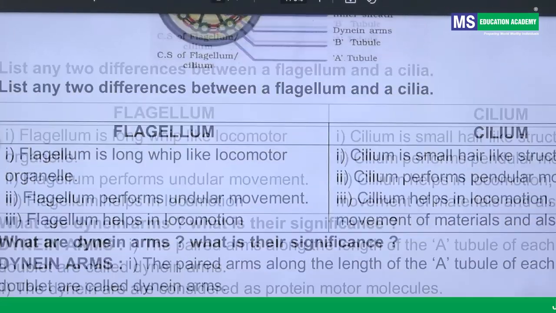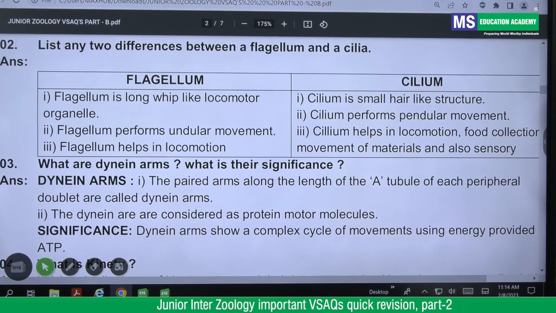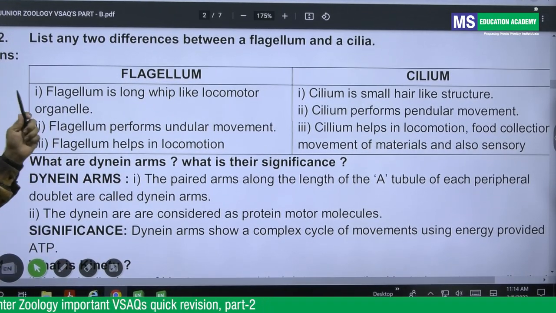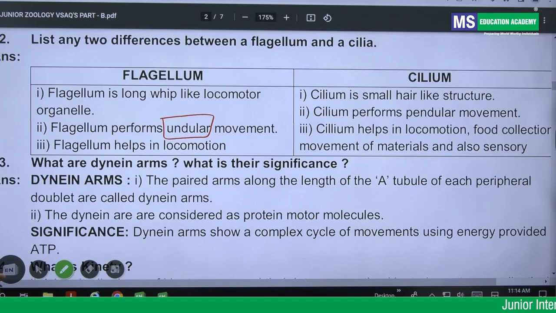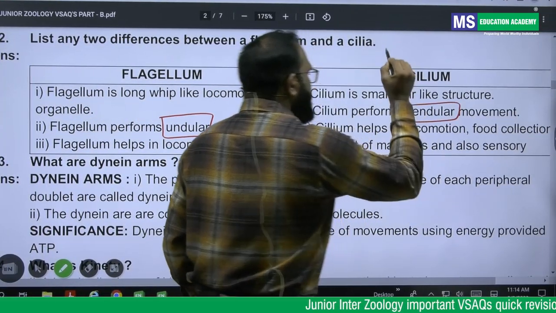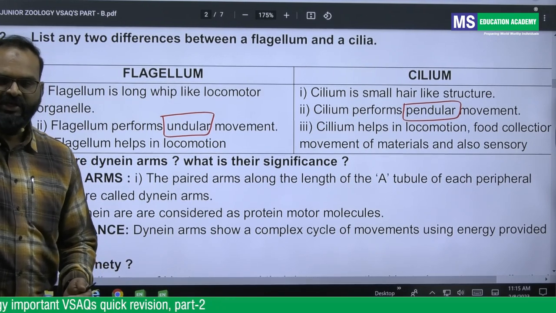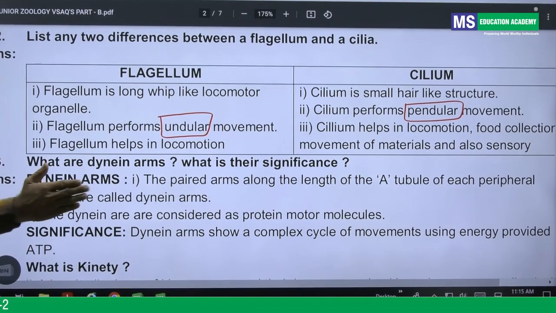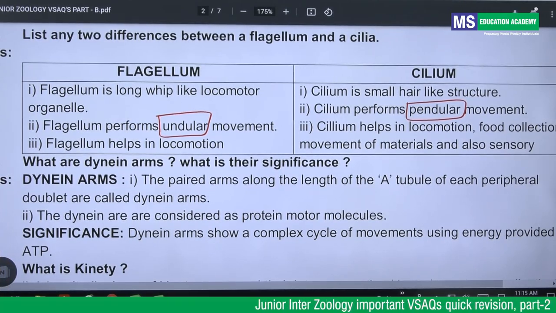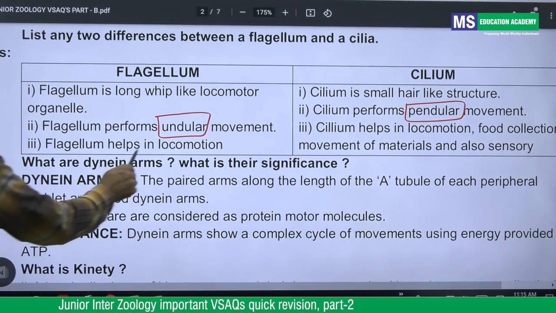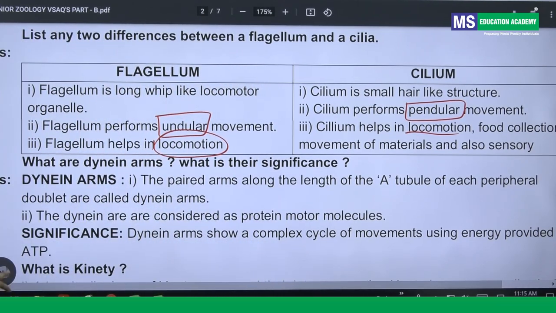Next expected question, students, list two differences between flagellum and cilia. Flagellum is a long whip-like locomotor organelle. Flagellum helps in undular movement, whereas cilium helps in pendular movement. See, these are called undulations and this is called pendulation. So this type of movement, a lashing or undular movement, is performed by flagella. Pendular movements are performed by cilium. Flagellum helps only in locomotion, whereas cilium helps in locomotion and food collection.